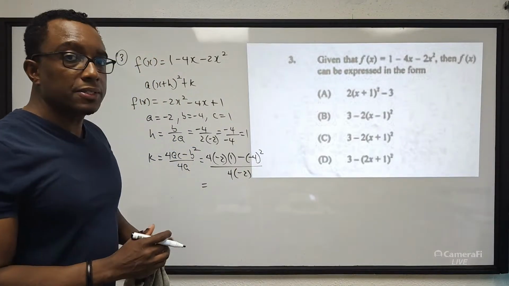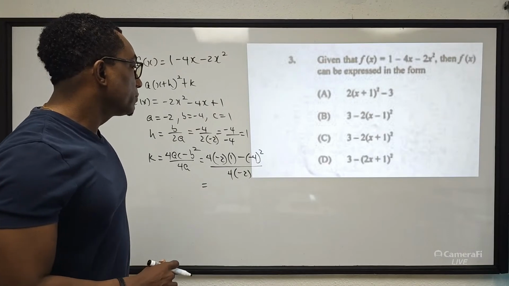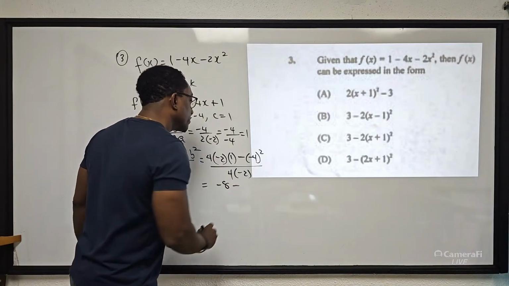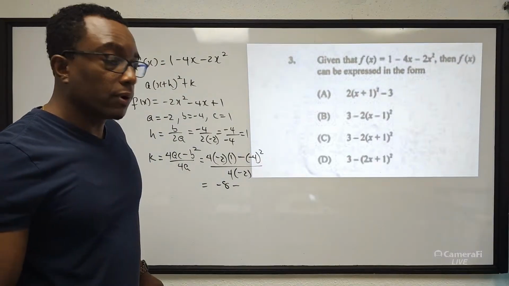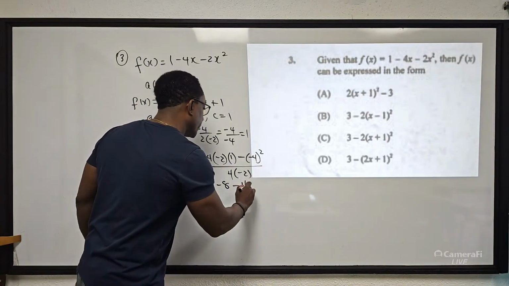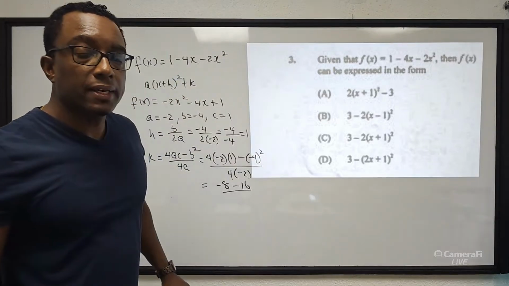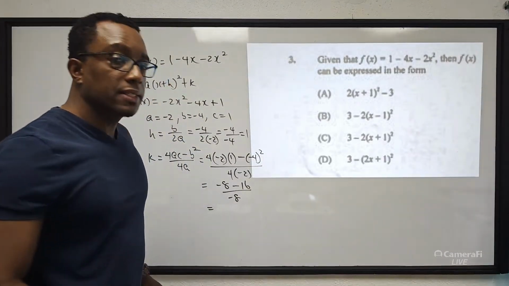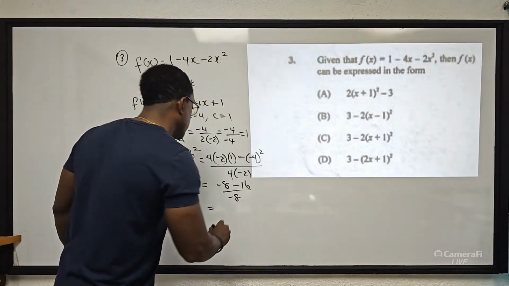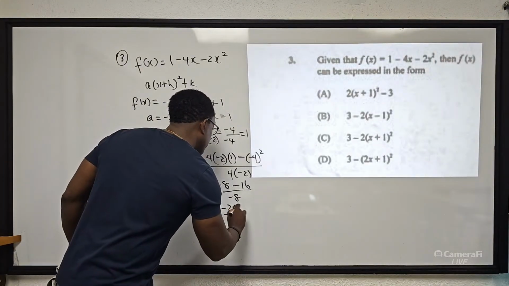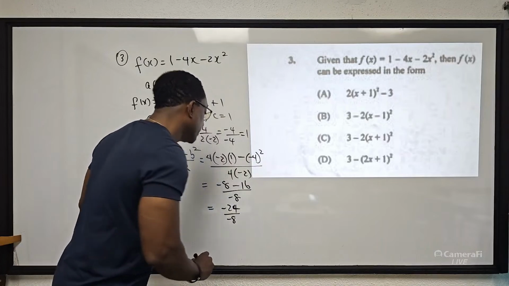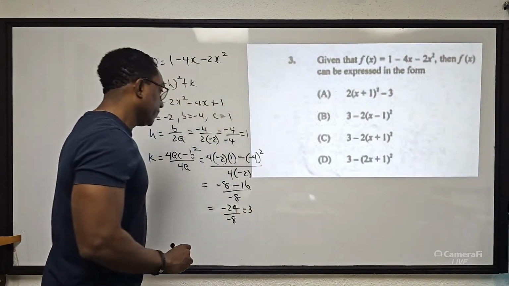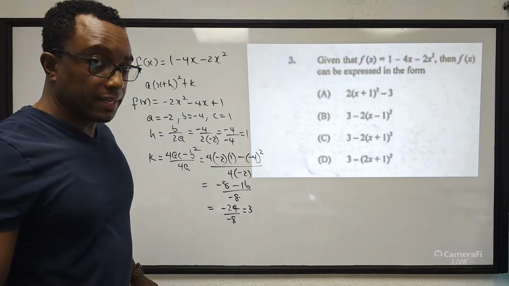So when I simplify that, let's see what we're going to get. 4 by negative 2 is negative 8. Negative 8 by 1 is negative 8. Subtract negative 4 all squared will be 16. All over 4 by negative 2 will be negative 8 in my denominator. So I'm going to get negative 8 subtract 16, which is negative 24. And negative 24 divided by negative 8 will give me positive 3. So I have found my a, my h and my k.